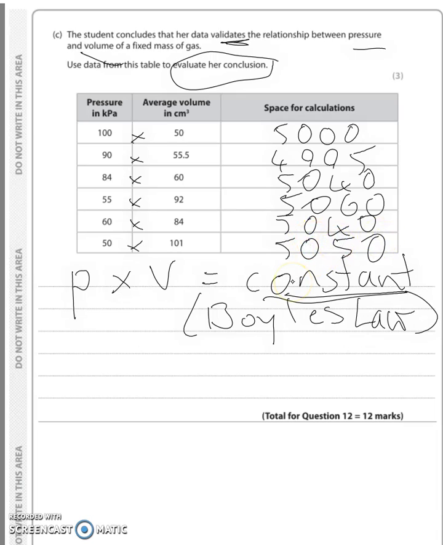So you multiply them all together, and looking at those values, they are all very similar. So you've got 2 that are the same, and the rest are all very similar. So with this one, I would say yes, the values do agree with the relationship between pressure and volume. They do agree with Boyle's law.